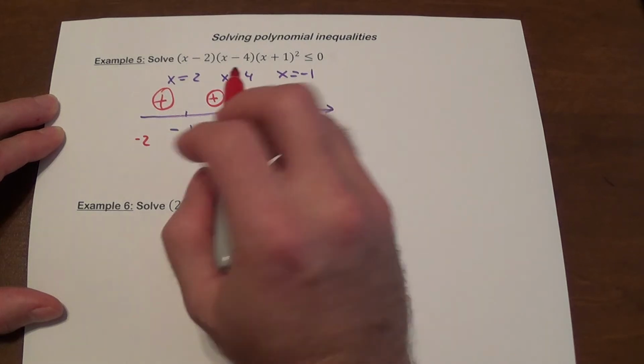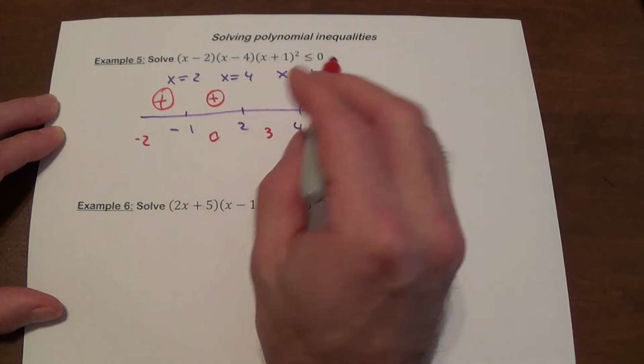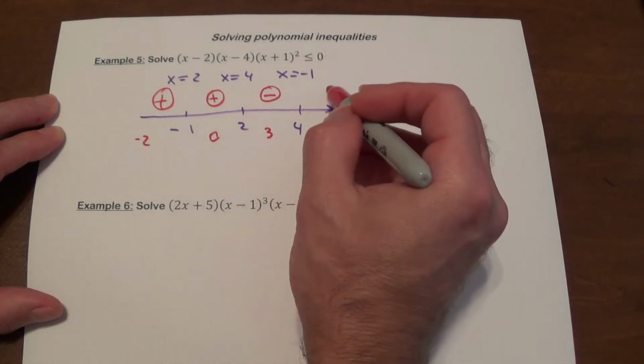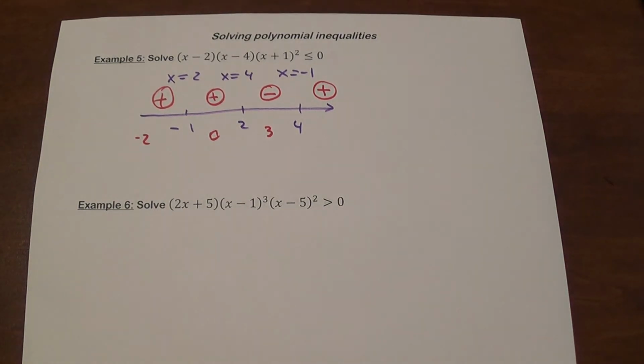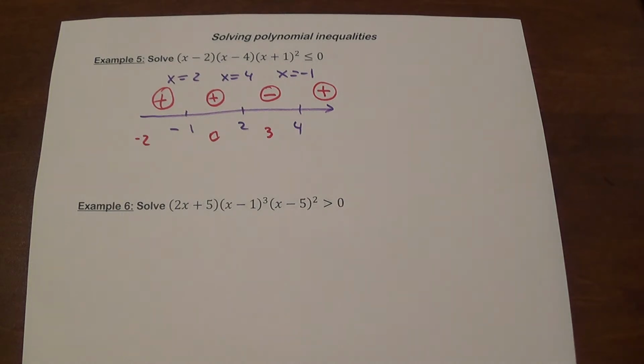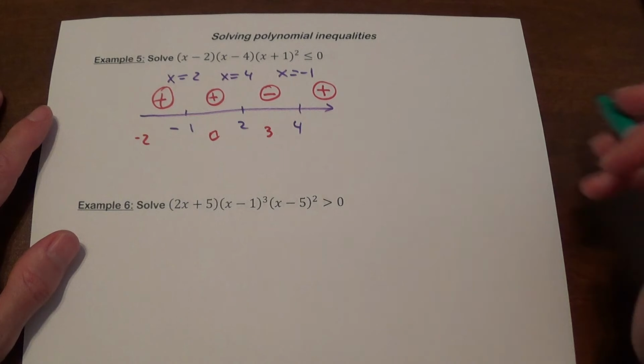Here, let's go with 3. 3 minus 2 is positive, 3 minus 4 is negative, this is still positive, you have a minus here, and you are going to have a plus here. So what happened here? The sign did not change when we crossed -1. That's because -1 is a double zero. It's actually an even multiplicity 0. And when you cross a value like that, you are not going to see a sign change.